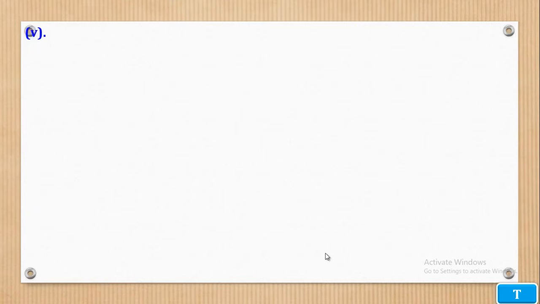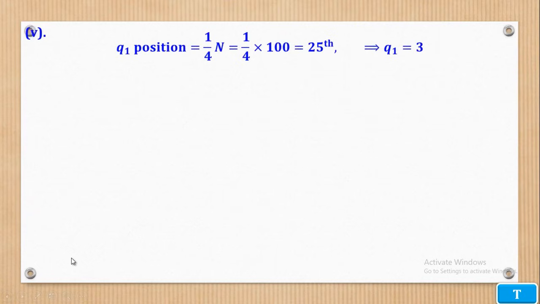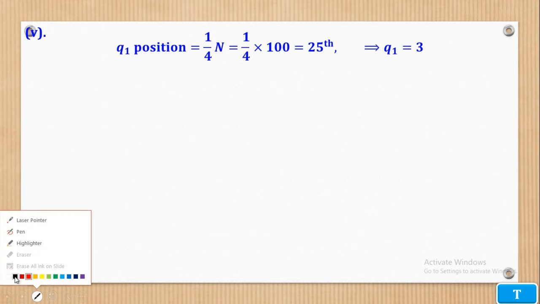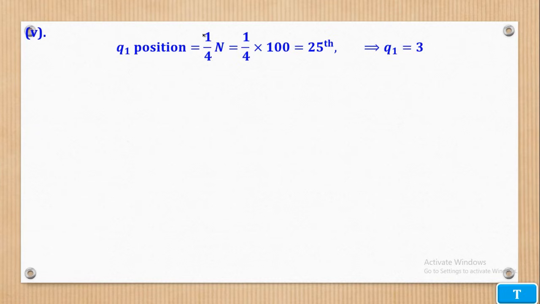So now we shall go to Roman 5. Now Roman 5, they ask for semi-interquartile range. So the first thing to do is to get the lower quartile and the upper quartile. Now for the lower quartile, we have to first get the position. So the lower quartile position is a quarter n. I think you remember that in the formula. So a quarter n is 100, which is the total frequency. So a quarter times 100 gives you 25.